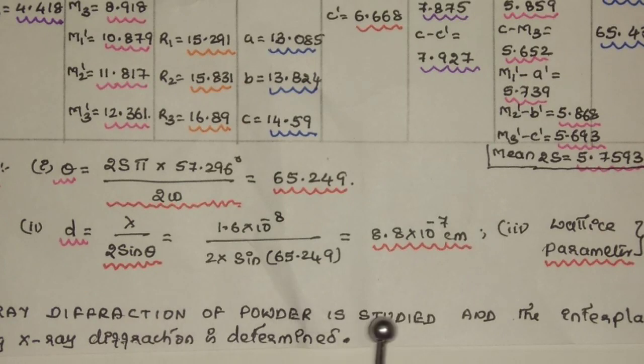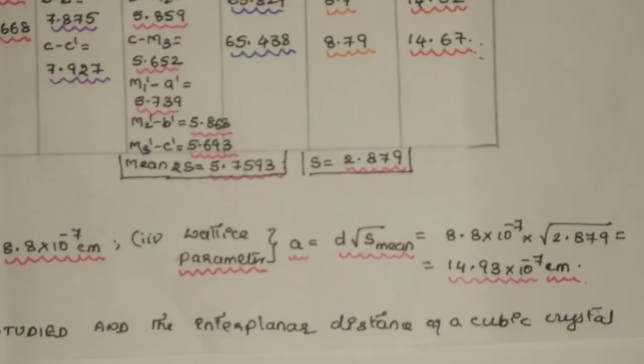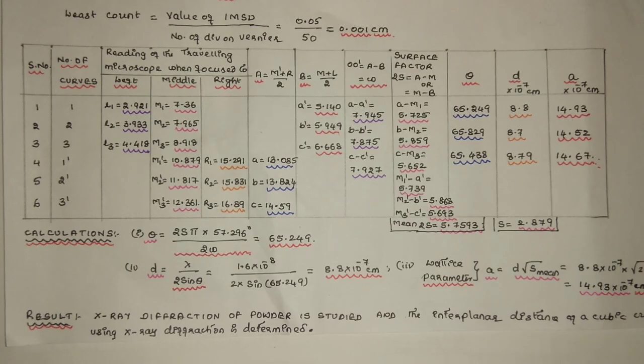For the first reading it is found to be 8.8 into 10 raised to minus 7, and the lattice parameter is calculated. This is the lattice parameter which is given by d into square root of s mean, and is given by 14.93 into 10 raised to minus 7. Now the result is recorded. X-ray diffraction of powder is studied, and the interplanar distance of a cubic crystal using X-ray diffraction is determined.